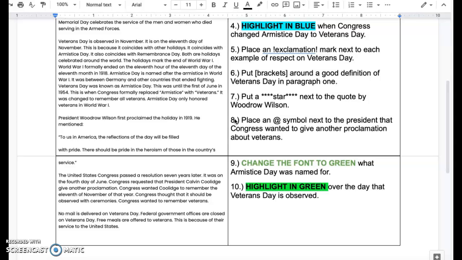Number 9. Change the font to green what Armistice Day was named for. And number 10. Highlight in green over the day that Veterans Day is observed.